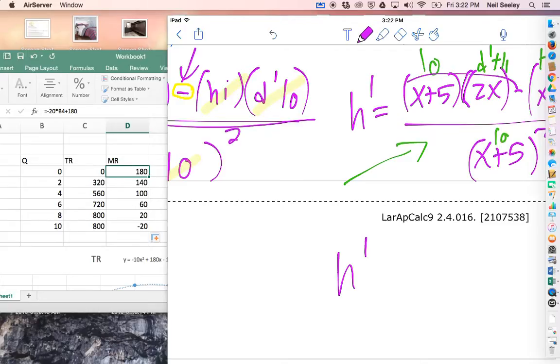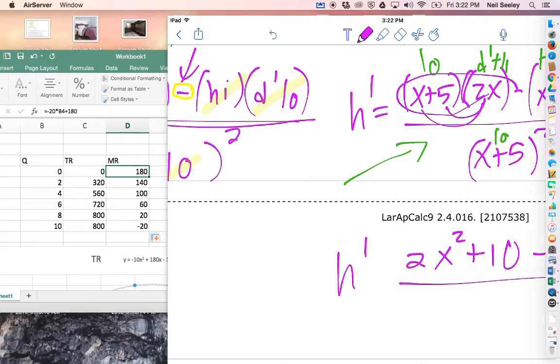I would probably want to distribute the stuff in that first set of parentheses at least into 2x squared plus 10x, from distributing the 2x to both of these terms. Okay, that's what I've got. And then the minus x squared times 1, I can just put minus x squared.